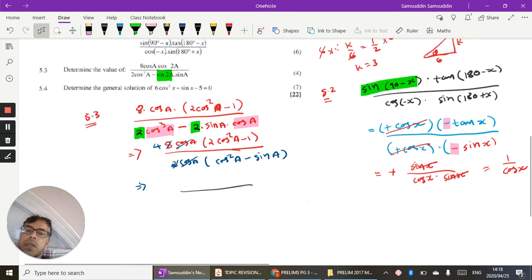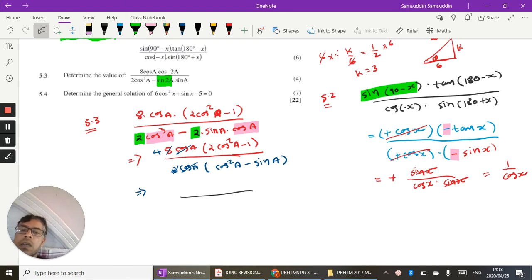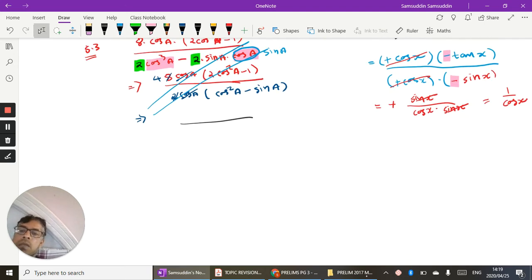I think we have made a mistake in copying the question. Right? So it's not cosine A. It was sine A. Right? So let's redo the same question once again. 5.3.